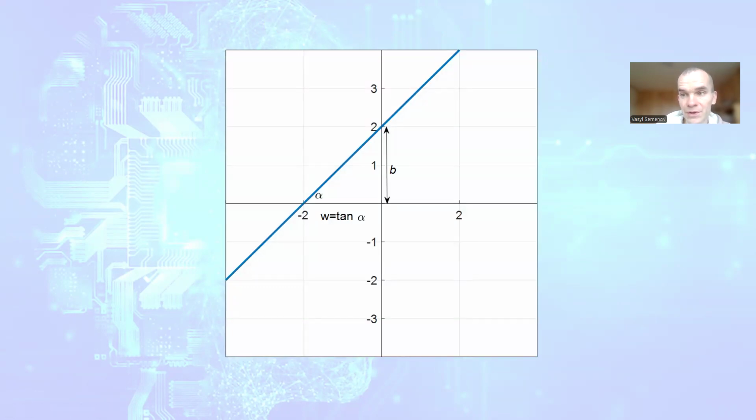The geometrical sense of the parameter w, or weight coefficient w, is the tangent of the angle which the line of linear prediction makes with the axis x. So the tangent of this angle is the weight w. And b, also called sometimes intercept or bias, is some deviation from the origin point 0, 0. So if b is equal to 0, this line would go exactly through the origin, the point 0, 0.